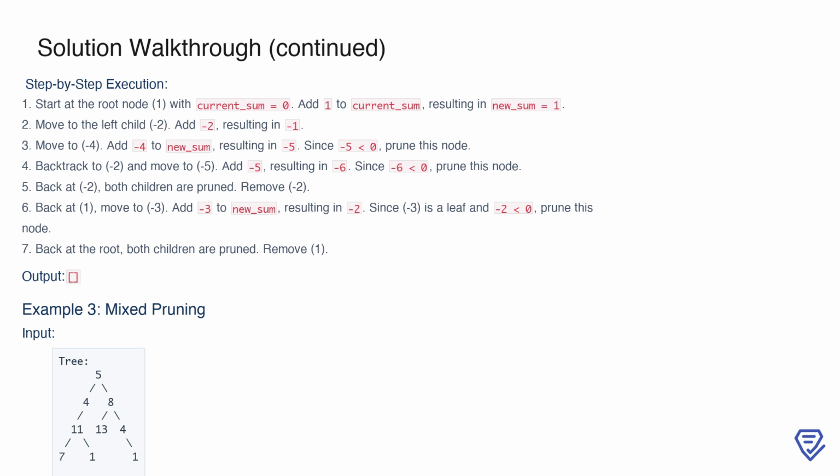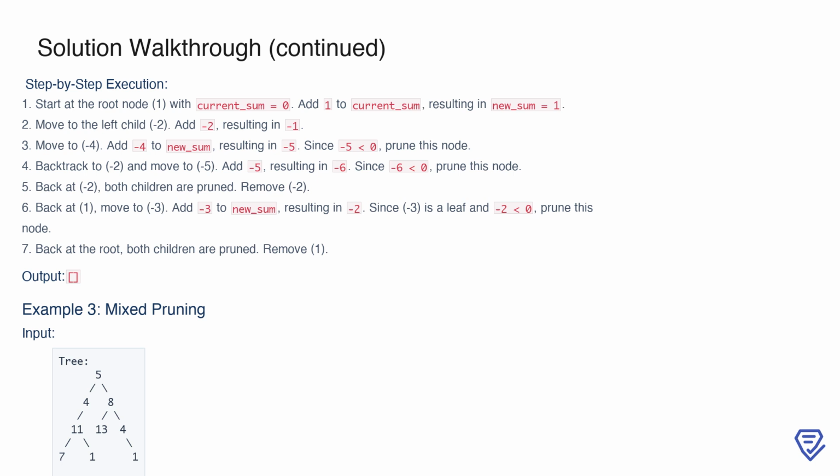At the root node, we now move to the right child, -3. Adding -3 to the current sum results in -2. Since -3 is a leaf and its path sum is below the limit, we prune this node as well. Finally, with both subtrees of the root node pruned, the root itself is removed, leaving us with an empty tree.